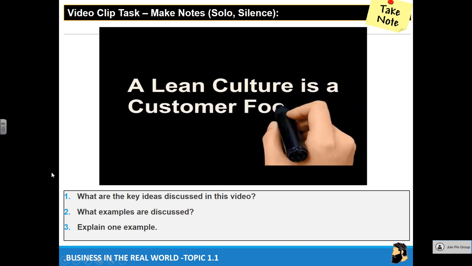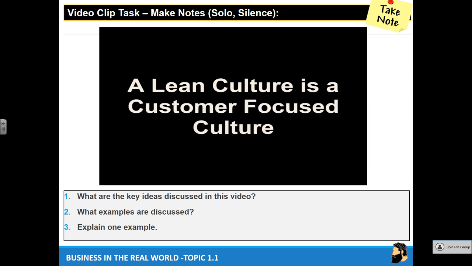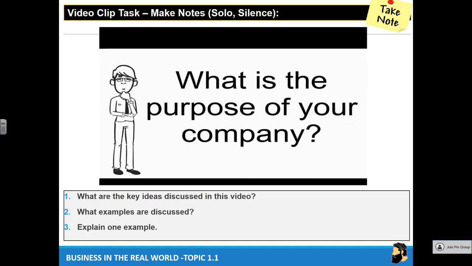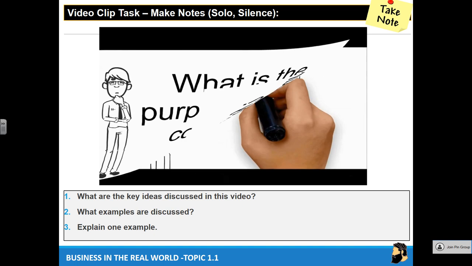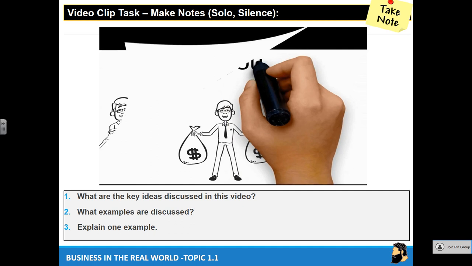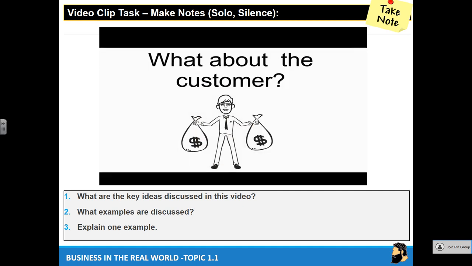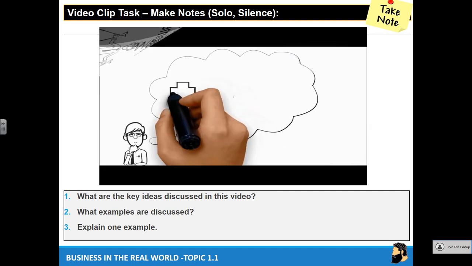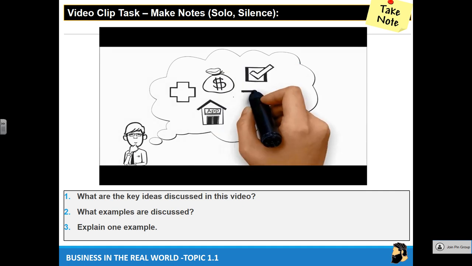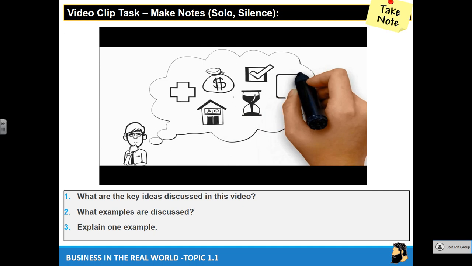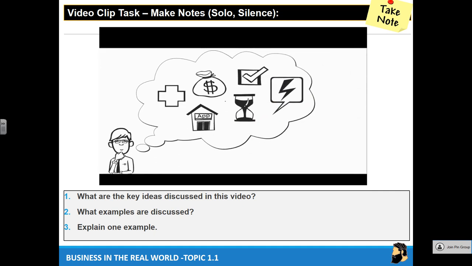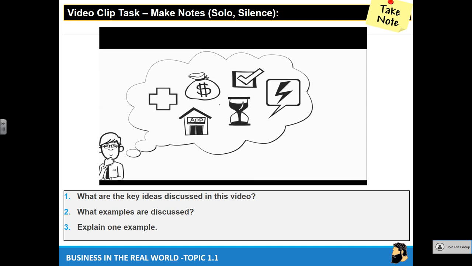To understand what lean really is, it's important to truly understand the purpose of a business. So, what is the purpose of your company? Let's think beyond just profit. What about the customer? What are the types of things your customers value? Safety, cost, quality, convenience, speed, or even innovation? Would your customers still purchase from you if you weren't focused on providing what they need?